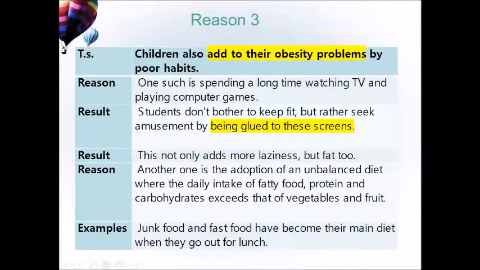And for the third reason, obesity is caused by the poor habits of children, because they are glued to screens, and then they're too lazy to walk. And then the fast food culture also adds to the problem, because they just have too much junk food and fast food. And this is a sample paragraph, and you can see I use a lot of deduction, like I tell the reason and the results, and then you can read it and pause the video.